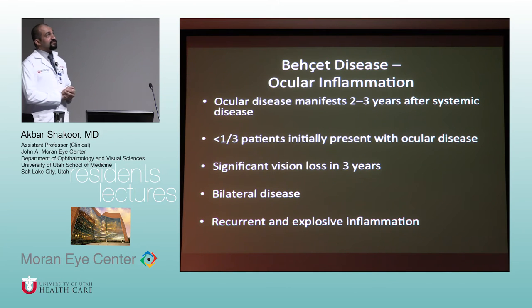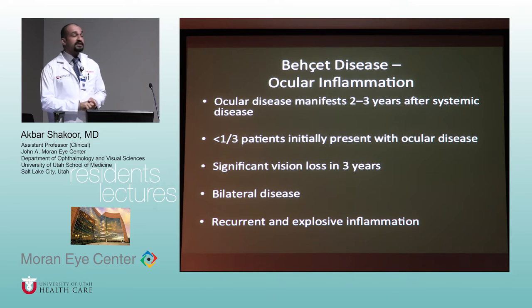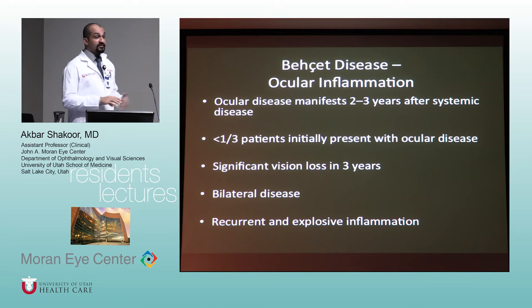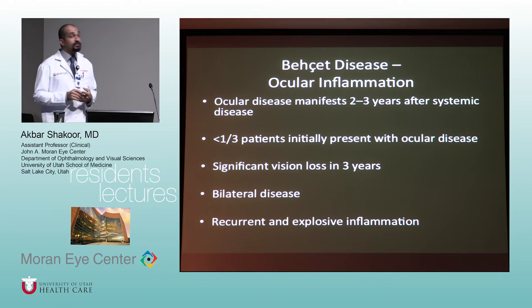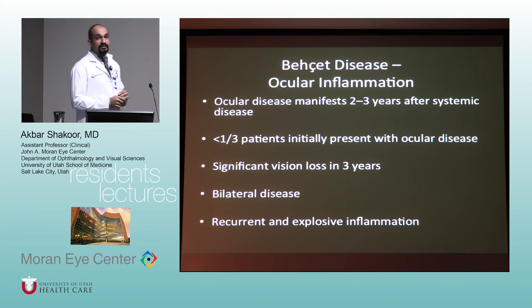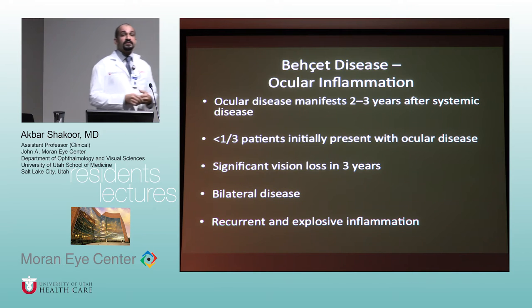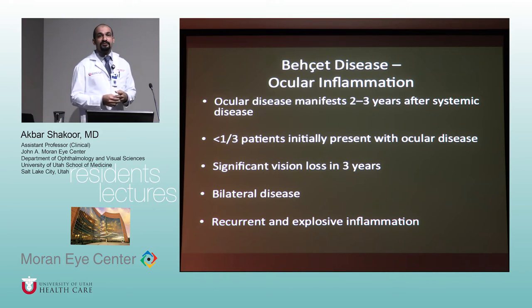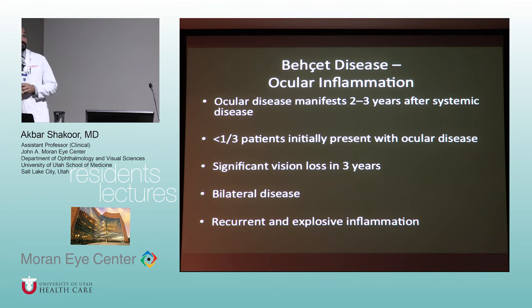Ocular disease most commonly manifests 2 to 3 years after systemic disease. If you ask a review of systems, patients will usually say that they've already had genital ulcers that have resolved, oral ulcers that have resolved or are ongoing. Less than a third of patients actually initially present with ocular disease, and most of those patients, if you elicit a history, will tell you about certain symptoms that they have thought nothing of. There's significant vision loss in 3 years in the vast majority.